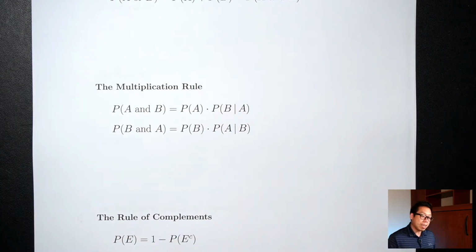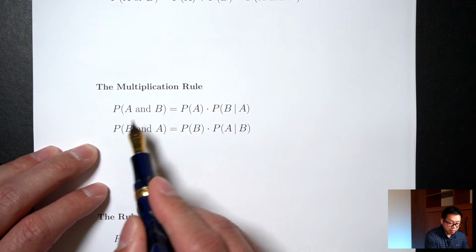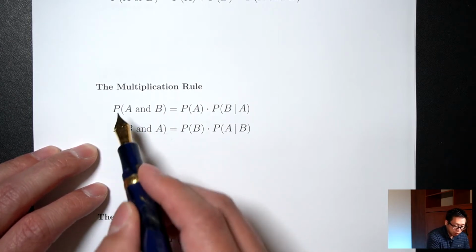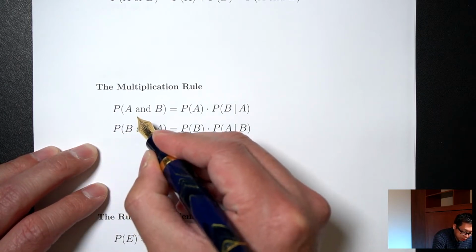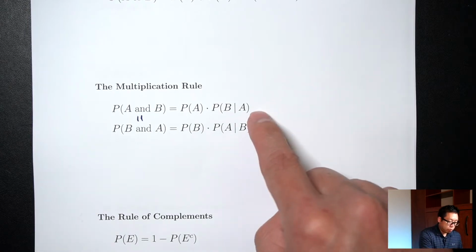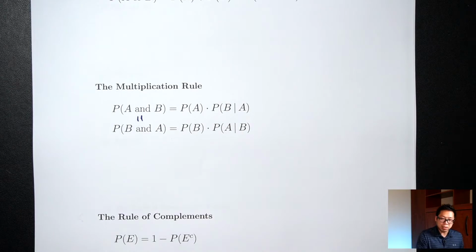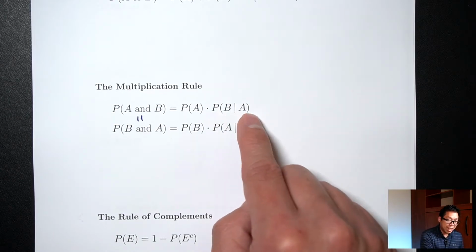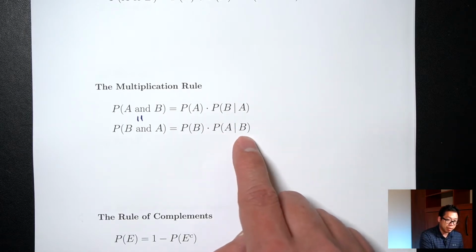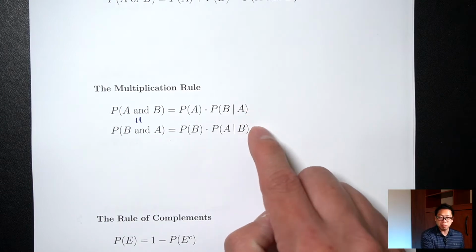And the reason why I need the second one is because the order doesn't matter. Okay, so A and B is the same thing as B and A. So on the left side, these two are actually the same. But on the right side, we have conditional probability. So for conditional probability, the one that has the line or the word given, the order does matter. Right? So P of B given A is different than P of A given B. So depending on the problem, sometimes you need the first one, sometimes you need the second one.